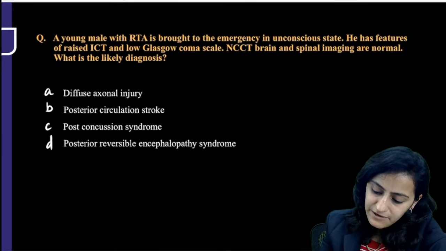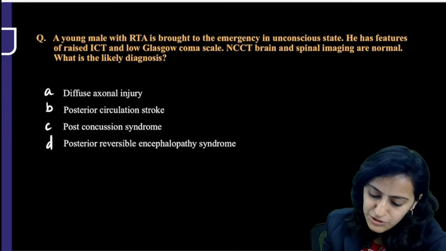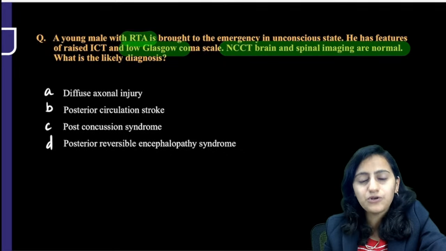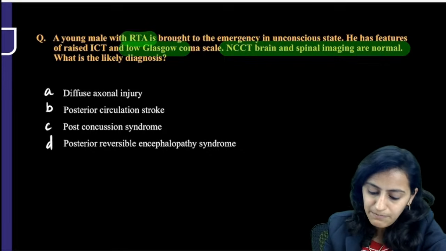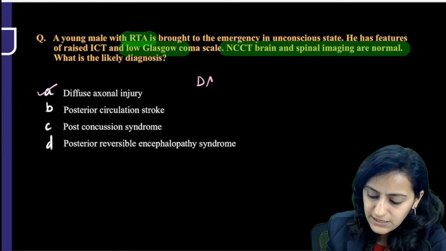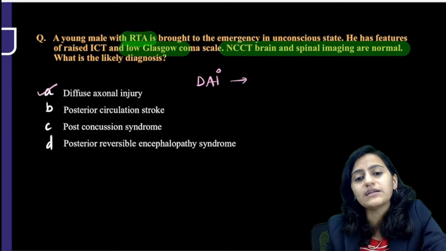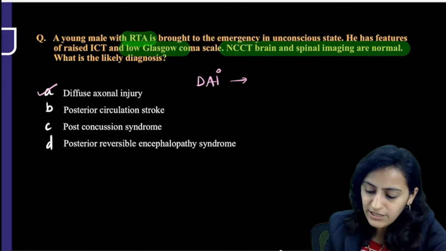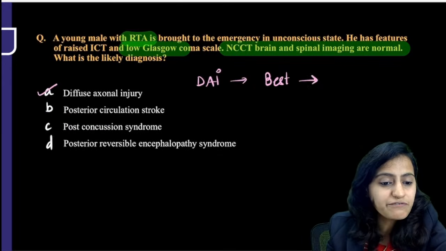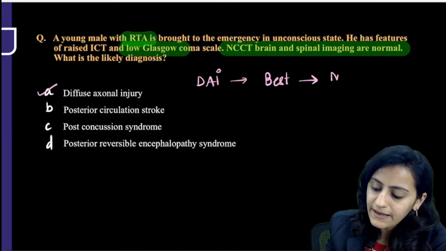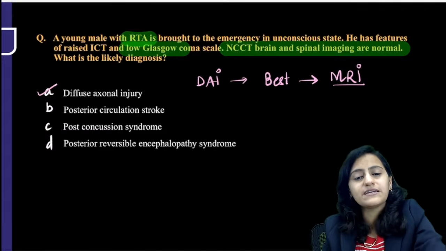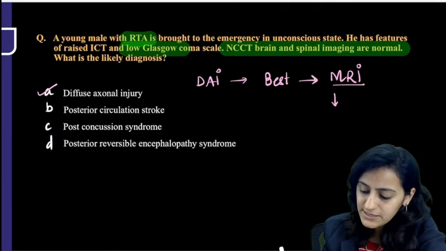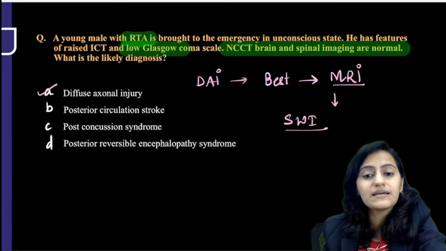Whenever you have a patient of RTA with low GCS and the NCCT brain being normal, we should always think about diffuse axonal injury. RTA patient, low GCS, CT scan normal, diffuse axonal injury. The best investigation for diffuse axonal injury is MRI. The most sensitive investigation is MRI. What sequence of MRI is the best sequence? It is susceptibility weighted imaging.